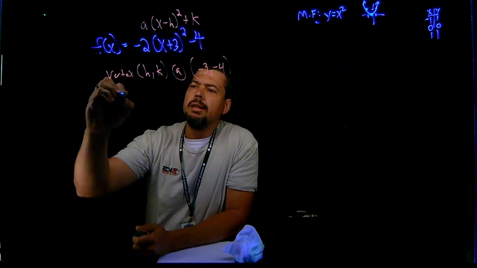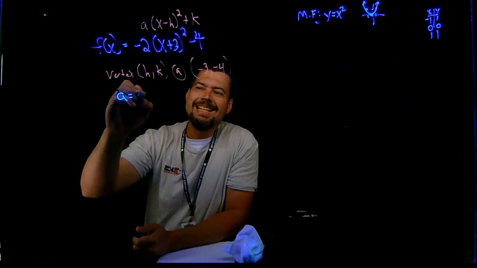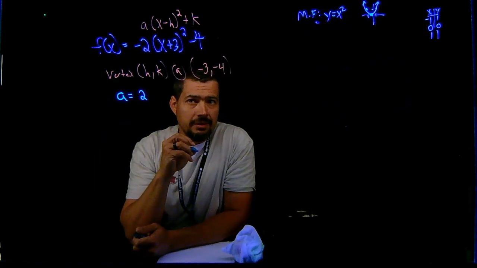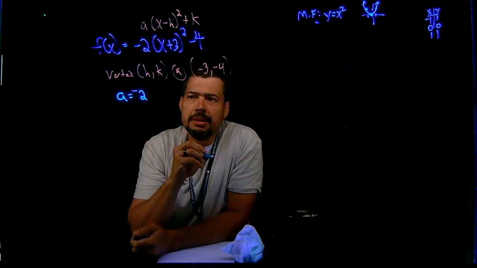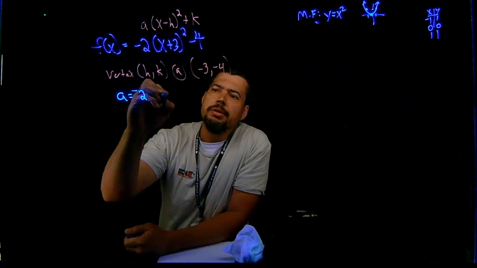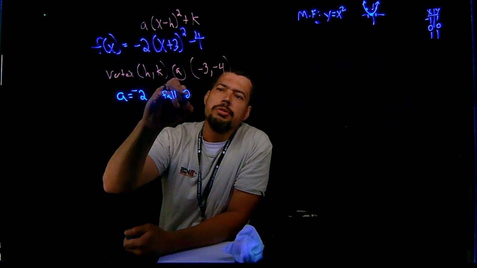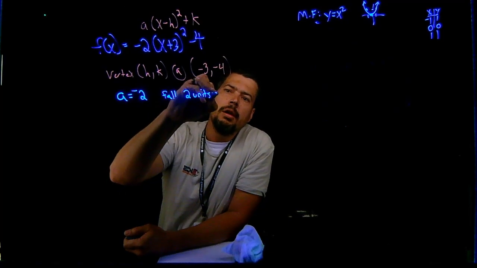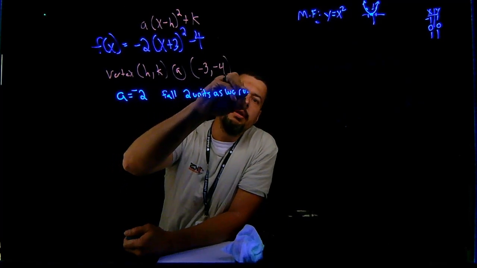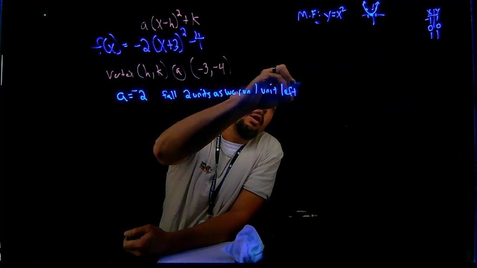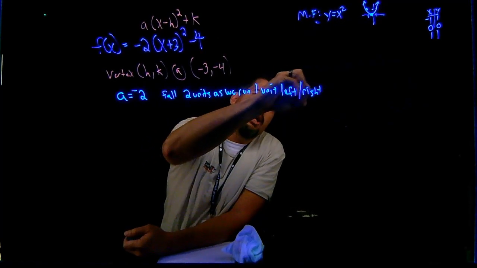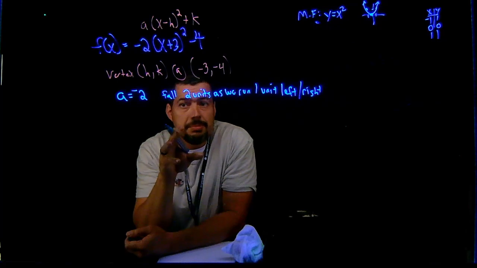Now, a is technically 2. Technically it is. We'll just go with -2, okay? And this is your initial slope. We are going to fall 2 units as we run 1 unit left and right. Now, why are we doing that as we run left and right? It's because we're doing a parabola.